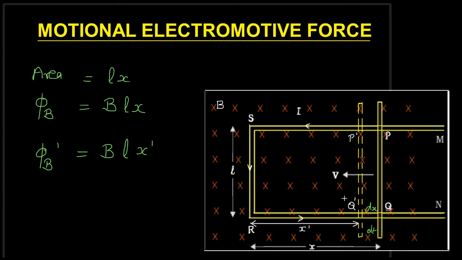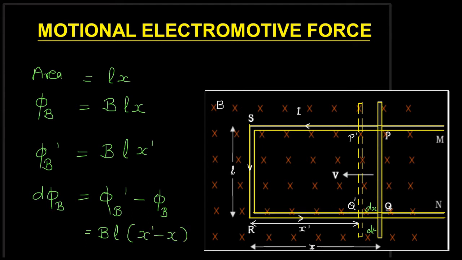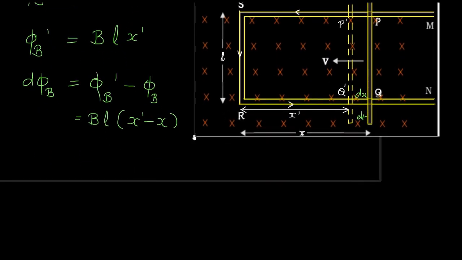What is the change in magnetic flux? That is d phi B, which is equal to phi B dashed minus phi B, or this is equal to B L X dashed minus B L X, or it is B L into X dashed minus X. And we know X dashed minus X is dx, which is minus dx.